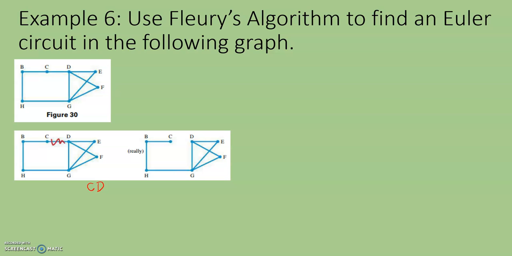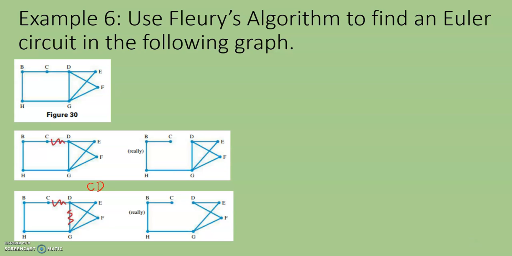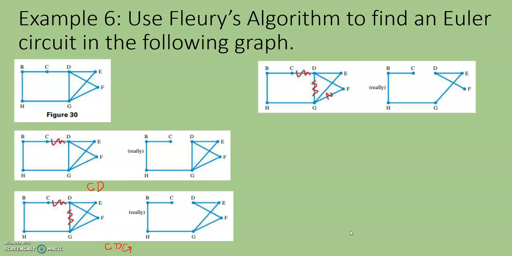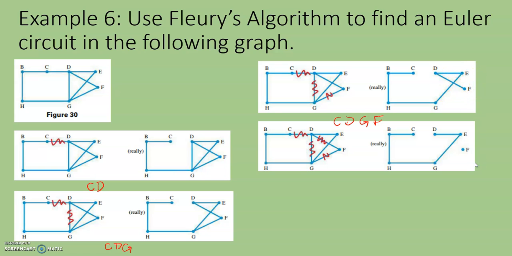Now looking at D, we can go from D to E, D to F, or D to G. And we're going to go from D to G. So our new path now is C to D to G. From G, we'll go to F. Our path now is C, D, G, F. From F, our only option is to go to D. So our path goes C, D, G, F, D.